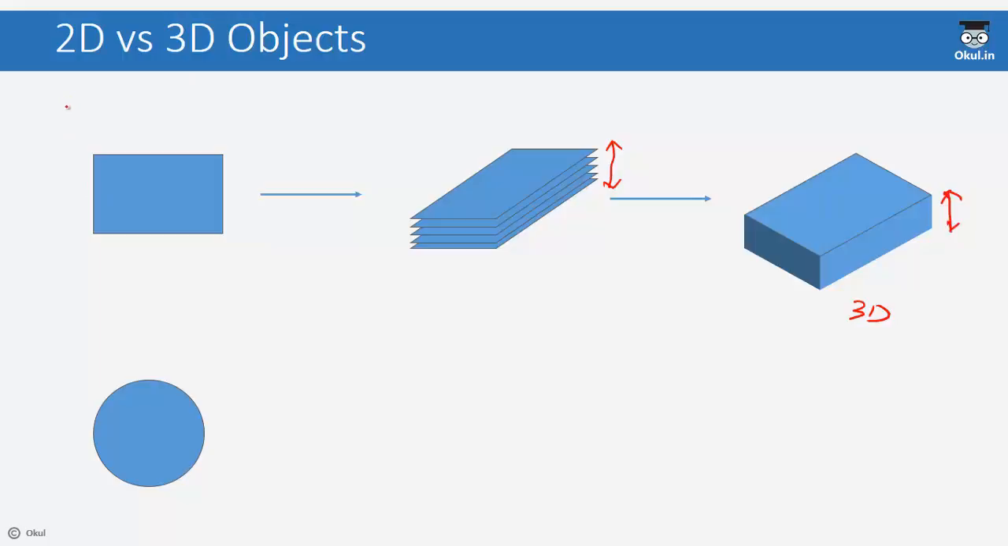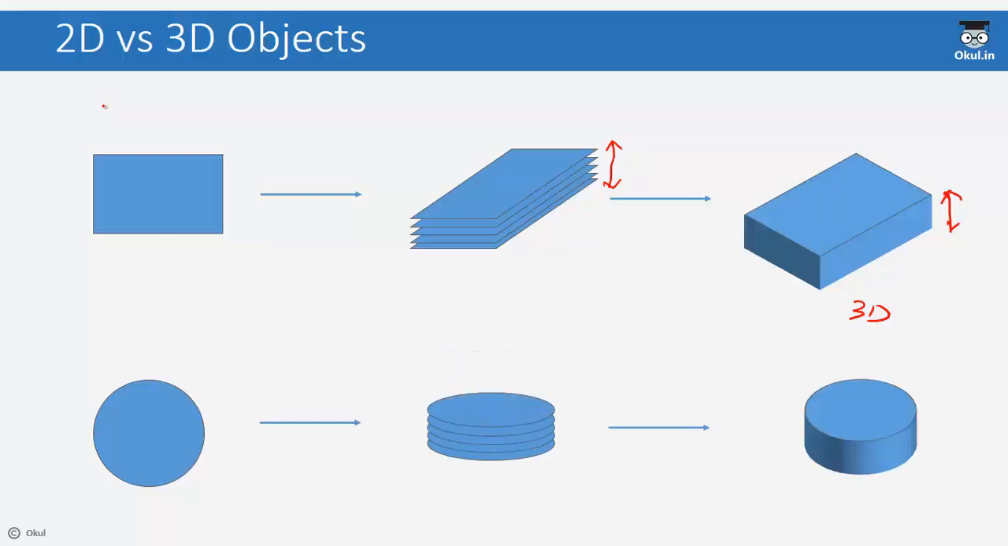Now if we do the same with a circle, suppose we stack the circles one over the other, we get something like this. So again now this becomes a cylinder as we gave it another dimension. So now this is considered a 3D object and it has a dimension called height to it.